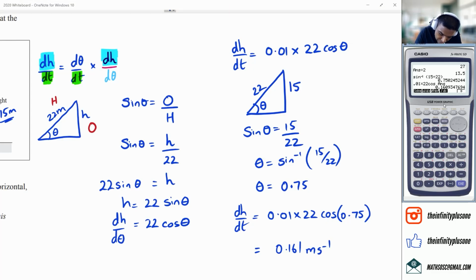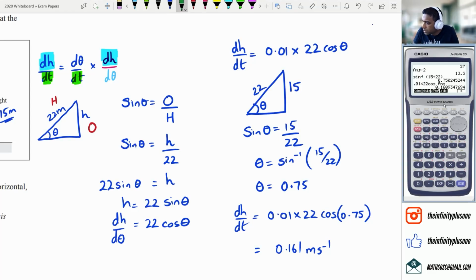So, grades-wise, the correct expression for dH d theta gets you an achieved. So that is right here. This gets you achieved, and then a correct solution with correct derivative, units not required, gets you a merit.